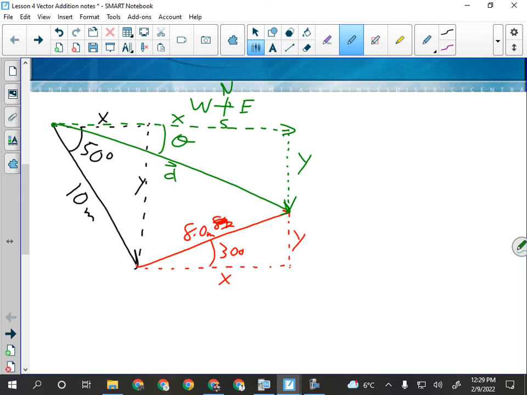Okay, so that's the language that we'll be using. These x and y are vector components. They're the horizontal and vertical components or parts of each vector. All right, in this black triangle, I know that the hypotenuse of that triangle is 10 meters long. And I have a 50-degree angle there. With that information, can I figure out the other two sides of that triangle?